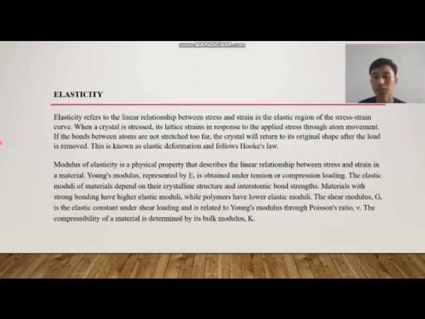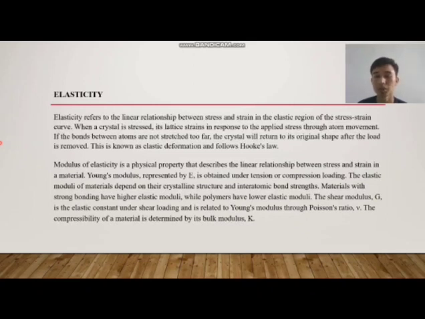Elasticity. Elasticity refers to the linear relationship between stress and strain in the elastic region of the stress-strain curve. When a crystal is stressed, its lattice strain is a response to the applied stress through atom movement. If the bonds between atoms are not stretched too far, the crystal will return to its original shape after the load is removed. This is known as elastic deformation and follows Hooke's law.